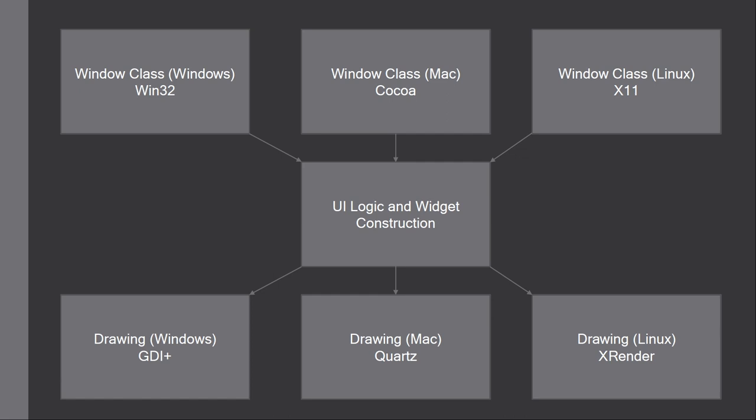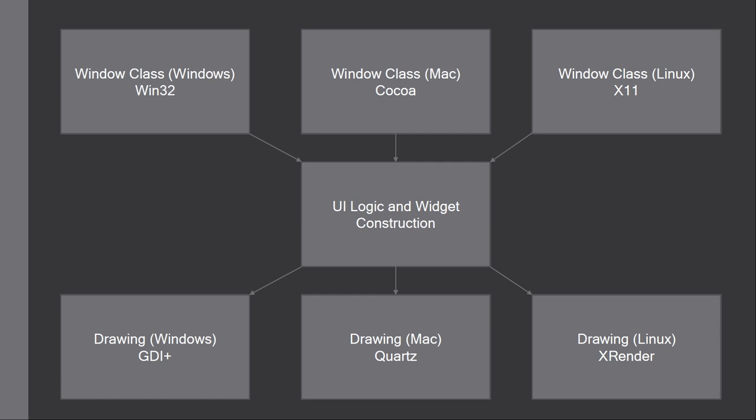This is the real brain of the system. And this handles the user interface logic and the widget construction. Now, widgets are made up of blocks, and a block can be a rectangle, it can be a block of text within a defined area, or it can be an image. And these blocks are then sent to the rendering system.